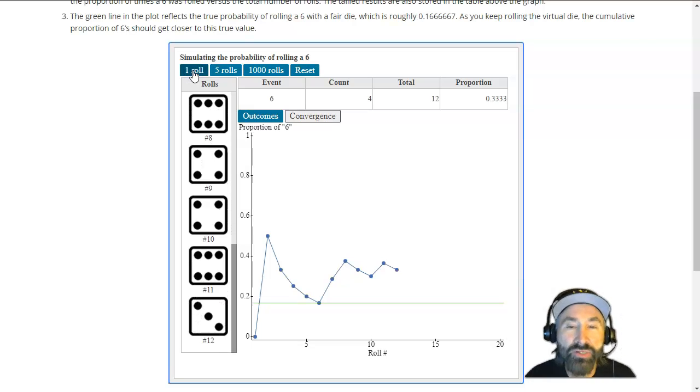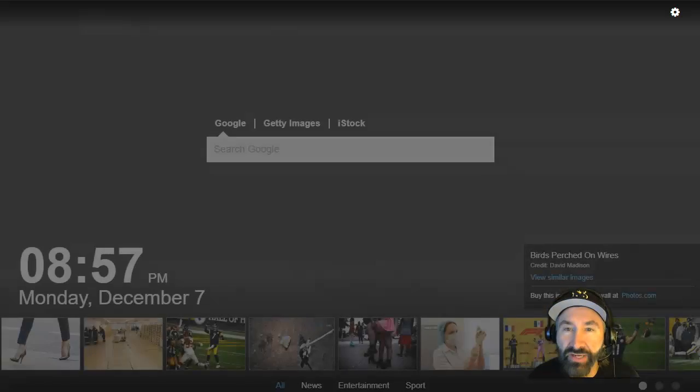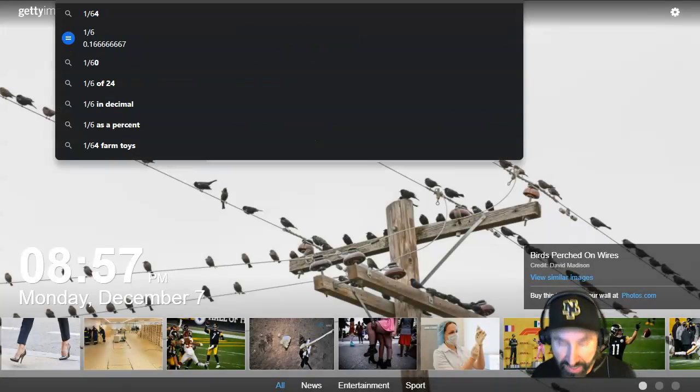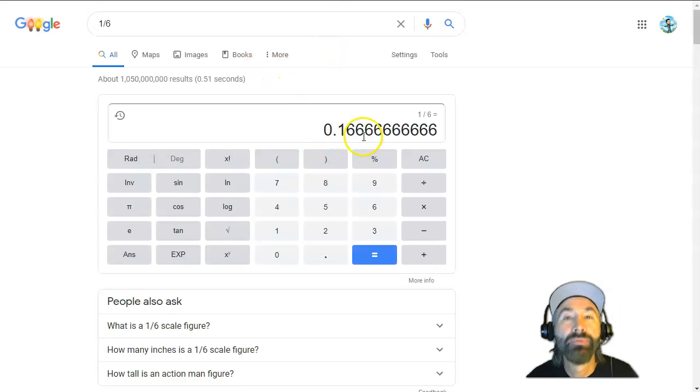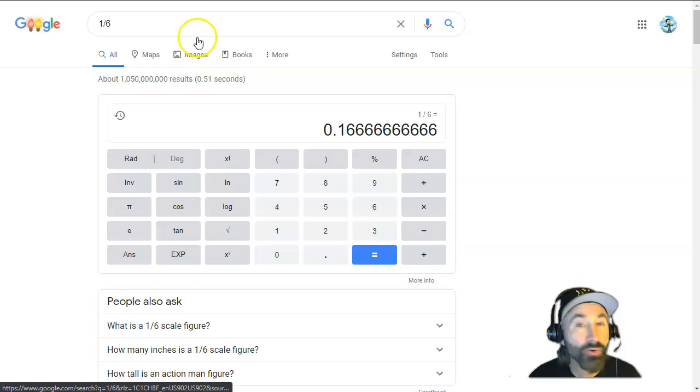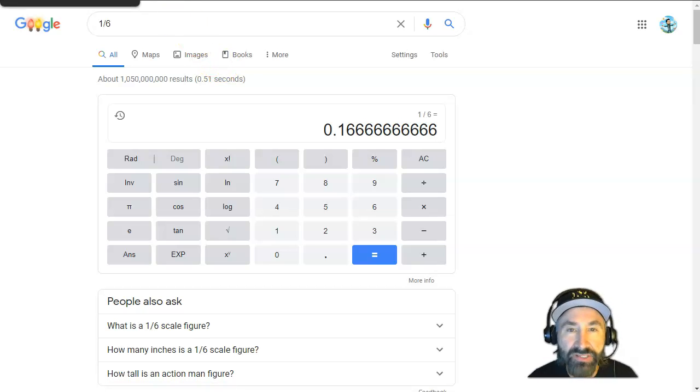The thing is, though, if I was to keep rolling again and again and again, we would see that I'd get much closer to 1/6. And by the way, what is 1/6? 1/6 is about, let's see if I can do this, 1 divided by 6 is approximately 17%, or 0.17. So let's take a look at my simulator.